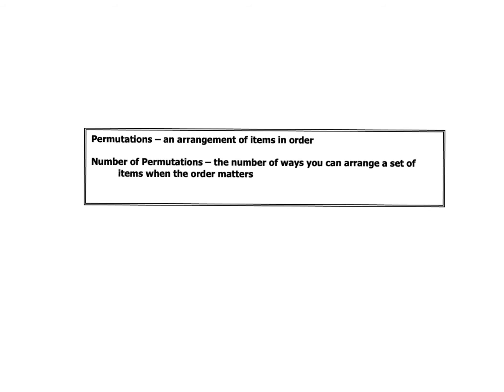So what is a permutation? A permutation is an arrangement of items in order. And the number of permutations is the number of ways you can arrange a set of items when the order matters.